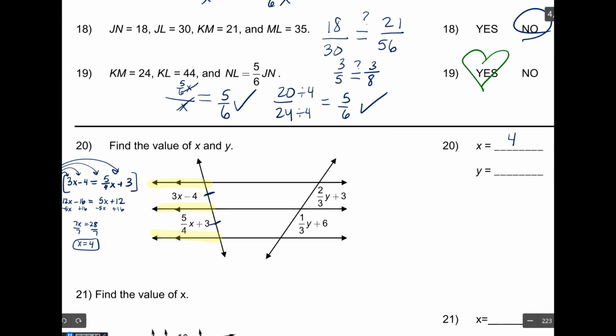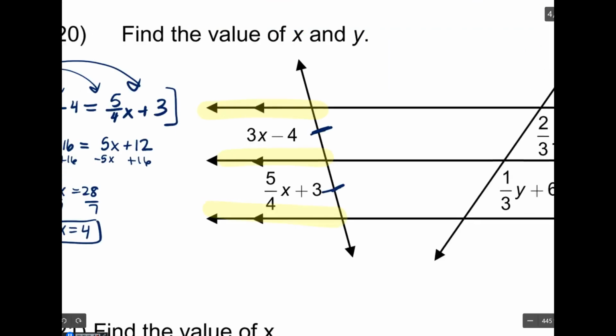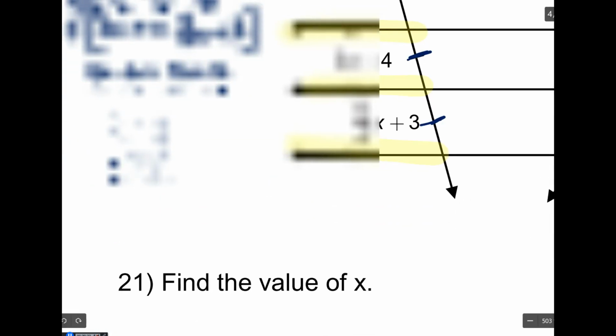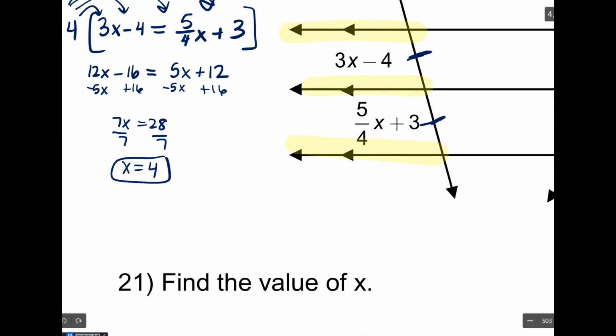I did that and got it. What'd you do? Not multiply it out? So wait, you did 3x minus 4 equals 5/4 x plus 3? Okay, what was the first thing you did? Subtract 3x on both sides? Okay, you subtracted 3. Okay. 3x minus 7 equals 5/4 x. Okay. Then what'd you do?